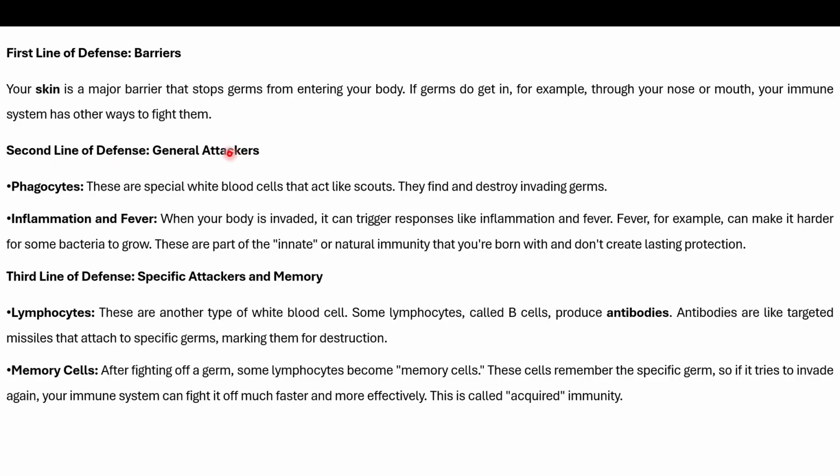The second line of defense, or general attackers, are phagocytes. These are special white blood cells that act like scouts, and they find and destroy invading pathogens. And there's inflammation and fever. Whenever our bodies are attacked by any pathogen, it can trigger responses like inflammation and fever. Fever, for example, can make it harder for some bacteria to grow. The higher temperature is a defense mechanism by our bodies to prevent some pathogenic bacteria from growing inside our bodies.